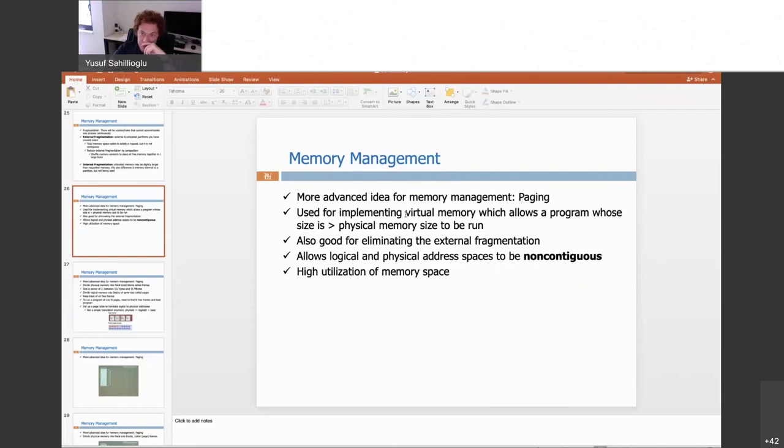But with the paging idea, we have something called virtual memory, which is a non-contiguous, non-consecutive storage idea. And it allows you to run programs whose size is bigger than the current physical memory size. And also, you don't really need to deal with the fragmentation because you will not put everything as a whole. You will just put it part by part into your physical memory frames, and they don't have to be consecutive. So hence, you don't need any type of fragmentation. And this allows the address spaces to be non-contiguous, non-consecutive. Hence, we have a high utilization of memory space. We can use almost everywhere.